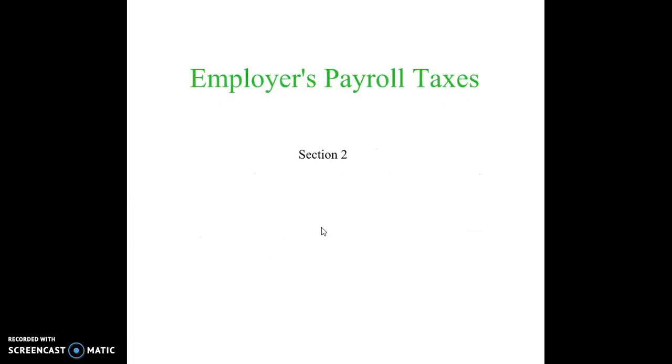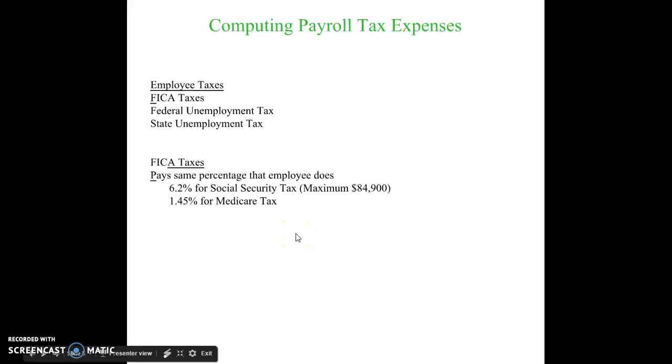All right, let's take a look at Section 2, which is employers' payroll taxes. This is another transaction, slightly different from the previous transaction. When it comes to computing payroll tax expense, this is going to be the employer taxes, which are the FICA taxes, federal unemployment tax, and state unemployment tax. FICA taxes could be slightly different in percentages, but the employer pays the same percentage that the employee does, which is 6.2% for Social Security tax, up to a maximum ceiling of $84,900, and 1.45% for Medicare tax. Everybody has to pay these taxes.